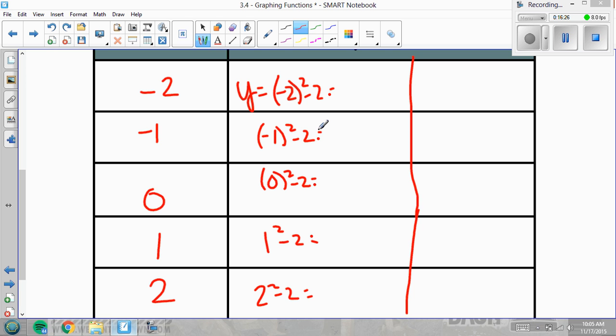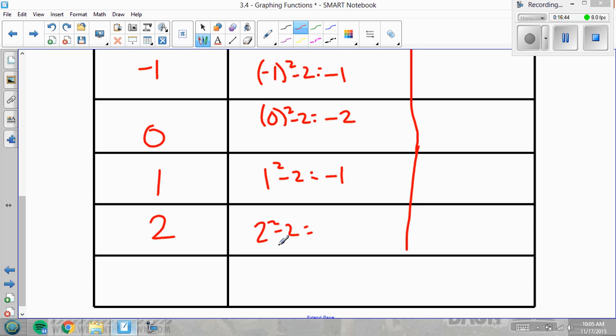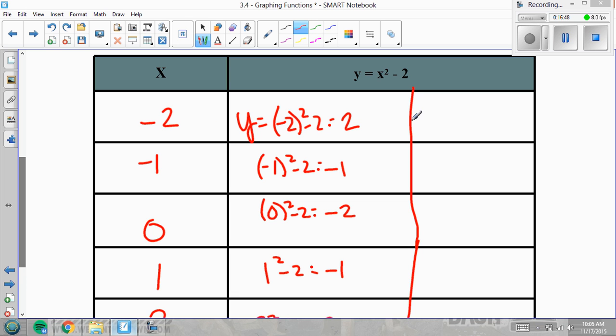Okay, so we know -2 squared is 4, minus 2 is 2. -1 squared is 1 minus 2, which is -1. 0 squared is 0, minus 2 is -2. 1 squared is 1, minus 2, we get -1. And 2 squared is 4 minus 2, which is 2. So now I can write what my ordered pairs are. -2, 2.